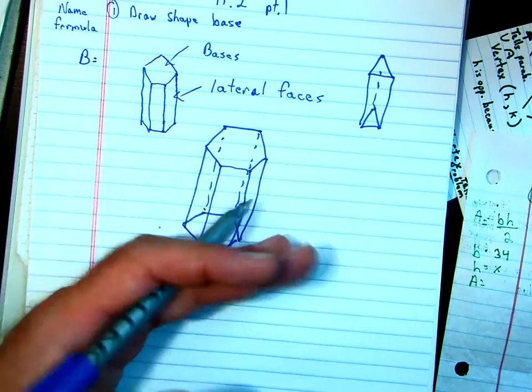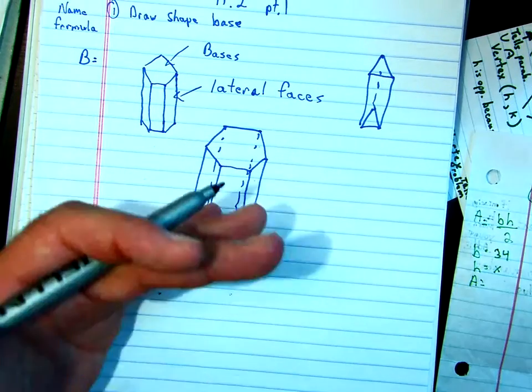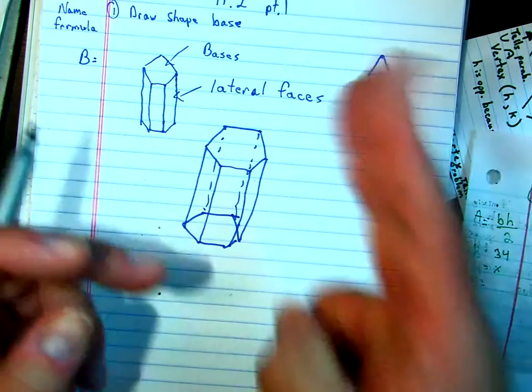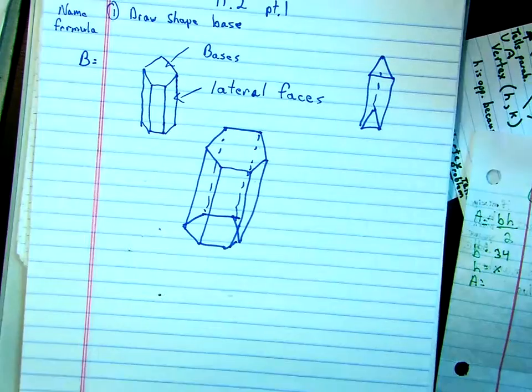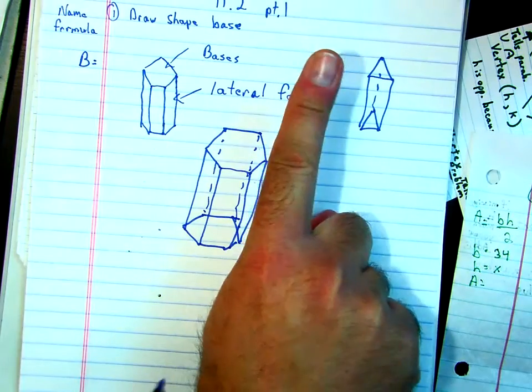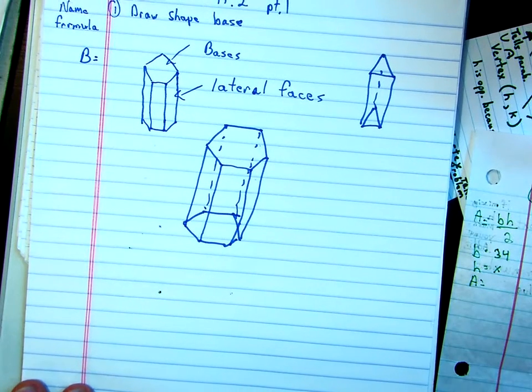Now we're going to be dealing with prisms and pyramids. What's the difference between a prism and a pyramid? Prism has how many bases? 2. A pyramid has 1. All right?